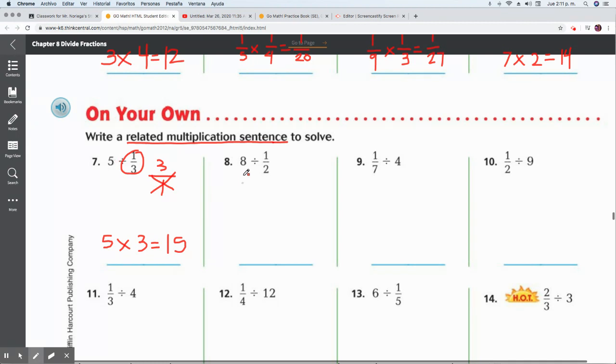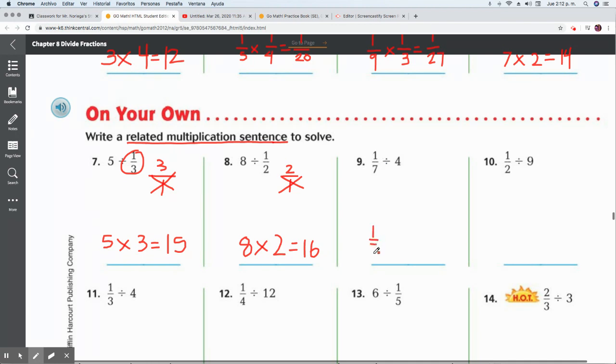Okay, number 8. 8 divided by 1/2. So the dividend stays the same, which is 8. We change our division symbol to times. We flip this fraction for its reciprocal to end up with 2 over 1. We do not need to write the 1. The only thing that we're going to use is the numerator. What is 8 times 2? 16.